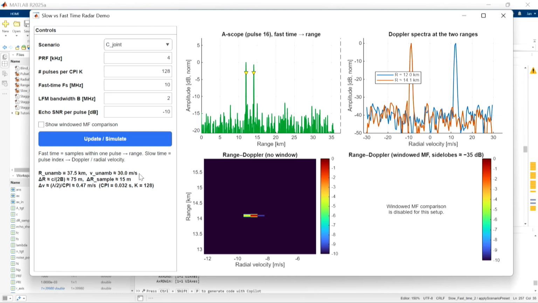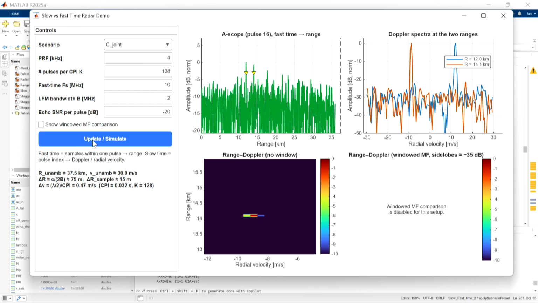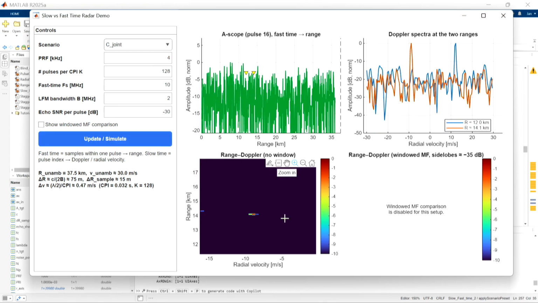There you can change the number of samples, length of CPI and so on, signal to noise ratio. If I make the signal to noise ratio like 10, or it will be the same, -20, but I am not sure if I don't have some limitation. Yes, -20 is still good. -30. Still good.